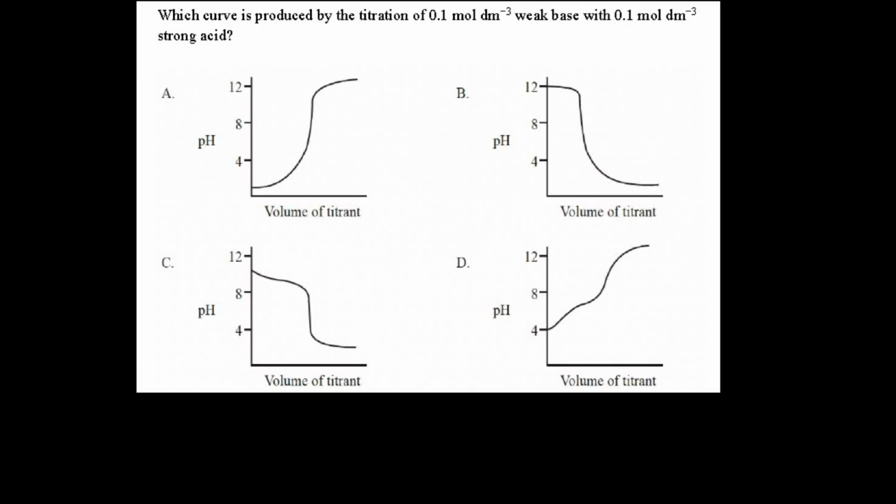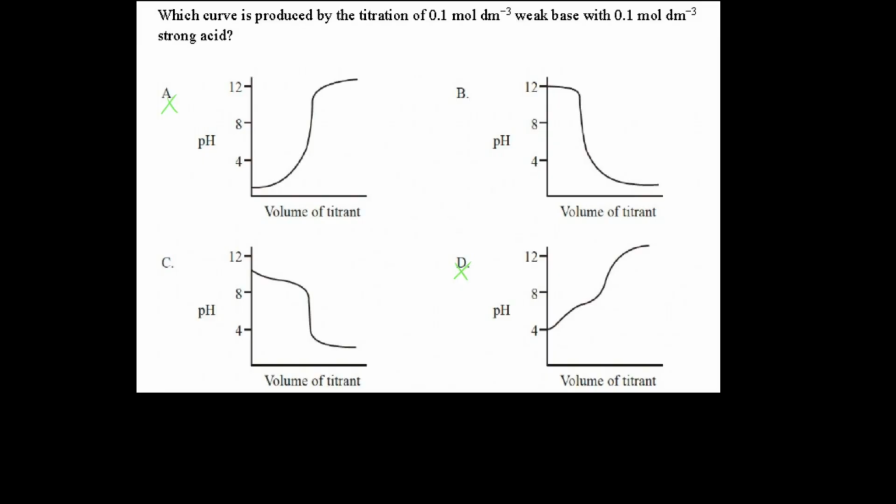Okay, so the question is, which curve is produced by the titration of 0.1 mole per dm cube weak base with 0.1 mole per dm cube strong acid? So our analyte is a weak base and our titrant is a strong acid. So the titration curve will start from pH greater than 7. So option A is not the correct option, and option D is also not a correct option, because here the pH titration curve is starting from pH less than 7. So either option B or option C.